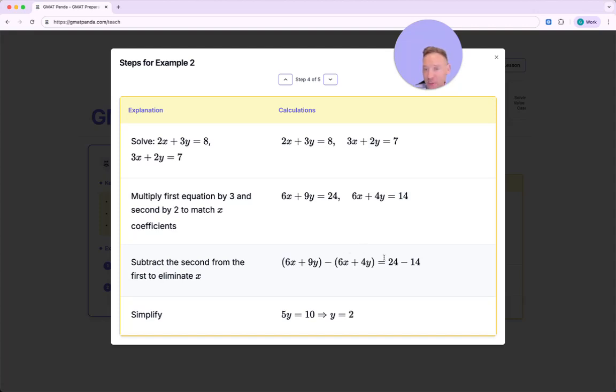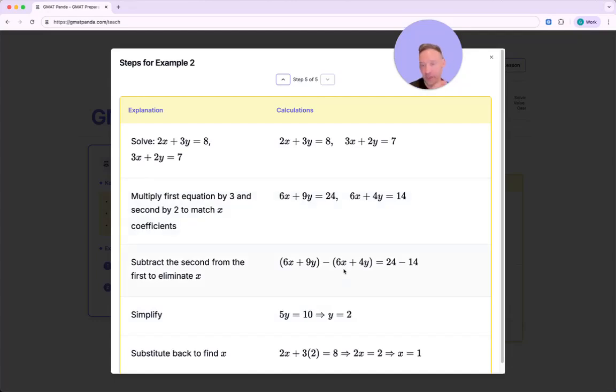And here, a lot is going to simplify. So the 6x's are going to disappear. 9y, we need to subtract 4y. So we get 5y. And on the right, that's easier. 24 minus 14 is 10. So we're left with 5y equals 10. And that's equivalent to y equals 2. And then just like in other methods and examples, we can then plug in the y to work out what x is at the end. So the ending is similar in both methods.